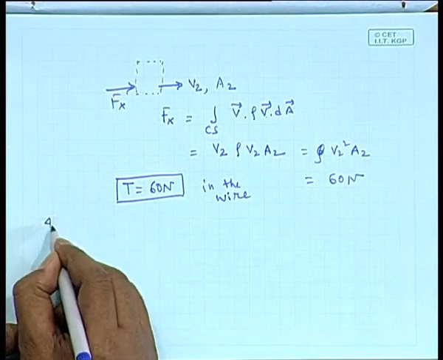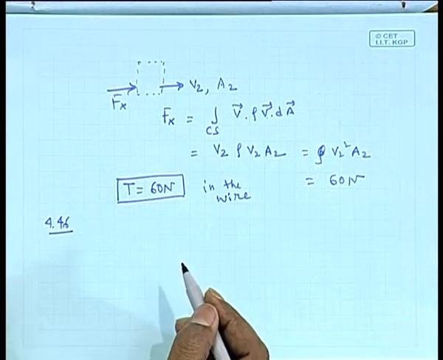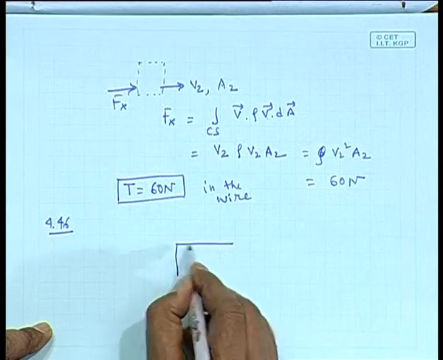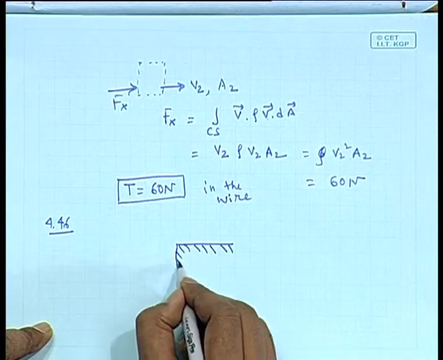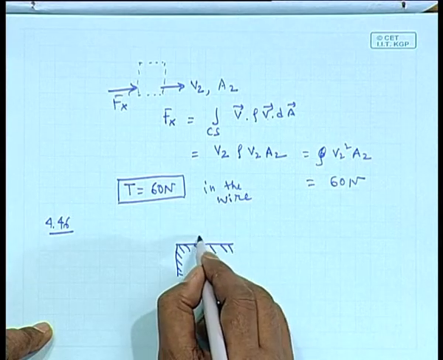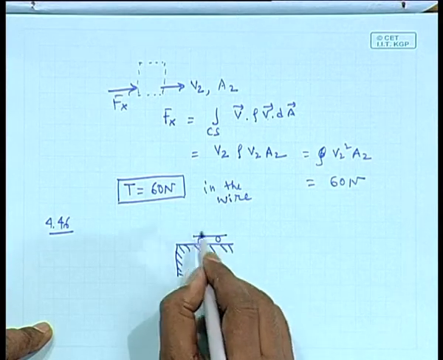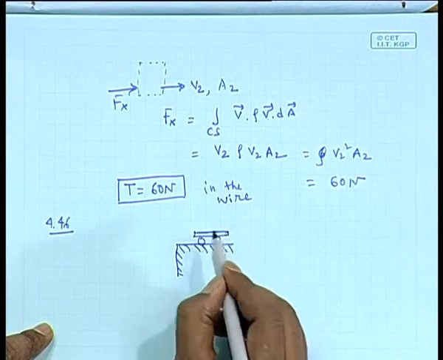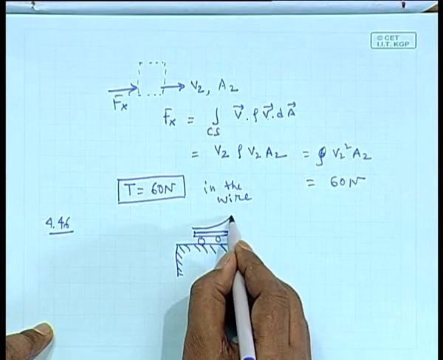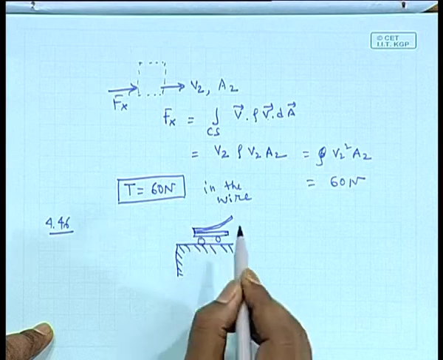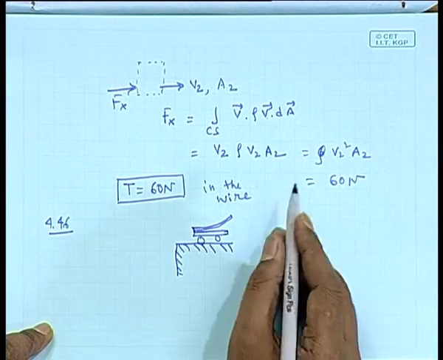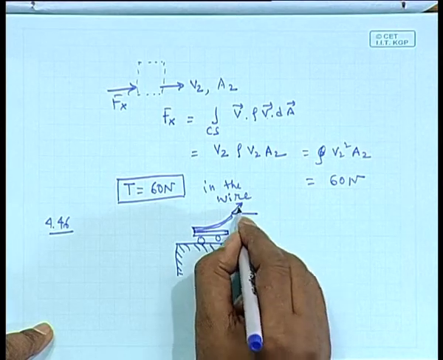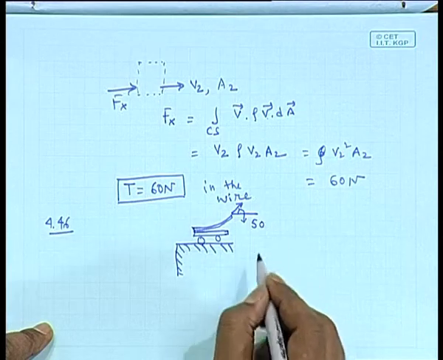The next problem, again an exercise problem 4.46, a slight modification of this. You have a wall, again you are having a cart, there is a vane over it. This vane angle is 50 degree with horizontal. That means if you draw a tangent here, this will make an angle 50 degree with the horizontal.